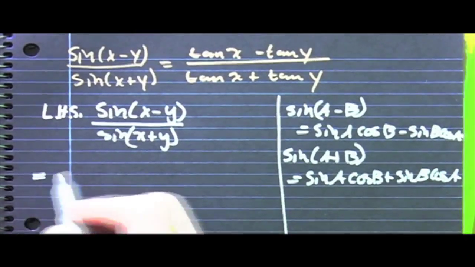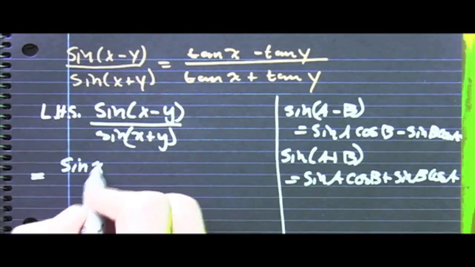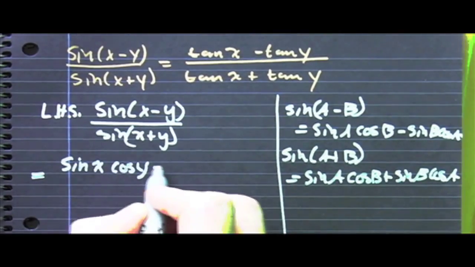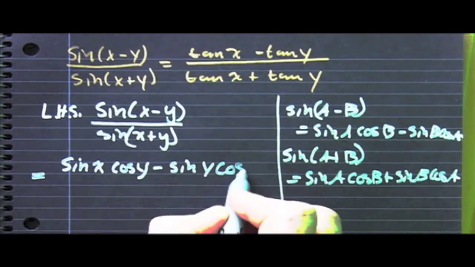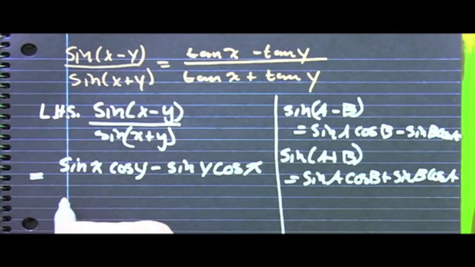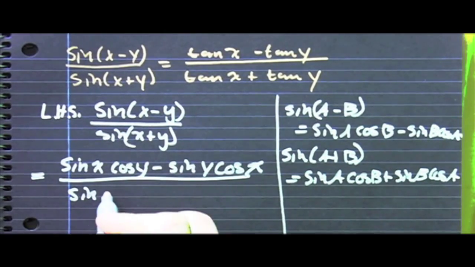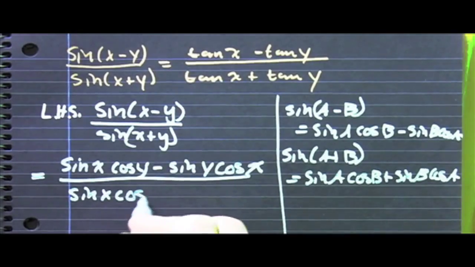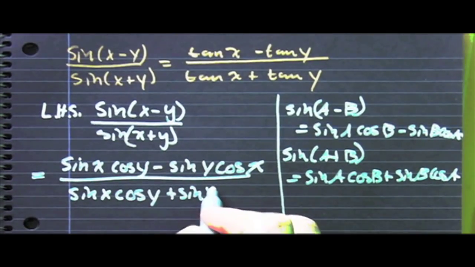Okay, now on that left hand side we're going to expand out that guy. The sine of x minus the sine of y. That's the sine of x cosine y minus the sine of y cosine x. What's next? Divided by that sum. The sine of x cosine y plus cosine x sine of y. Why?